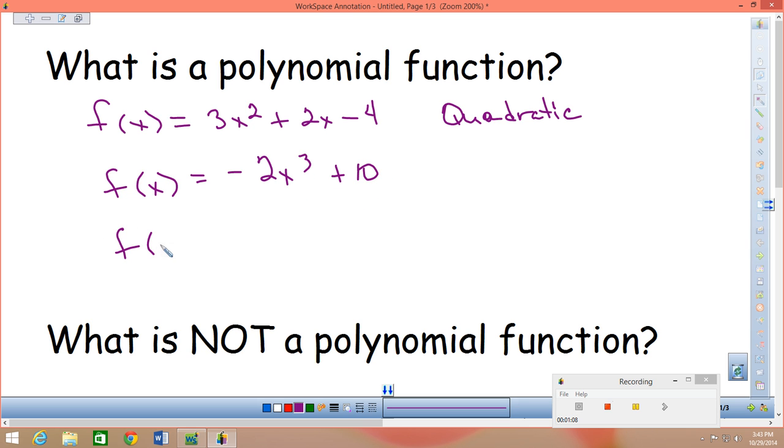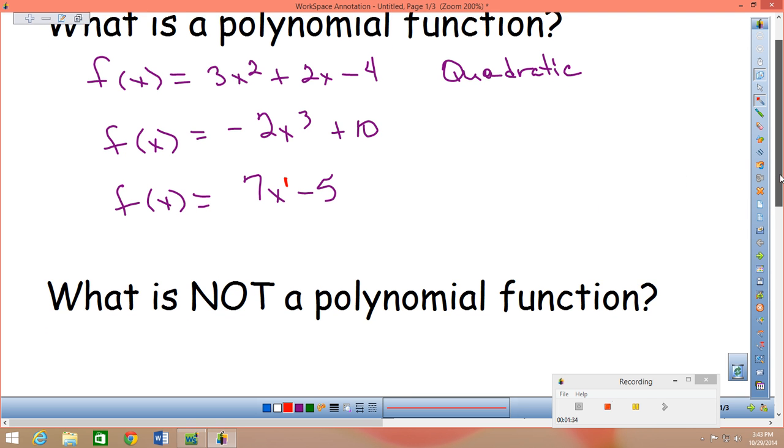F of x equals 7x minus 5 is polynomial. I know it looks like x is not raised to a power here, but I could put 1 as an exponent and it does not change the value of that function, of that equation. Okay. Sometimes when we're talking about what something is, it helps to talk about what something is not.